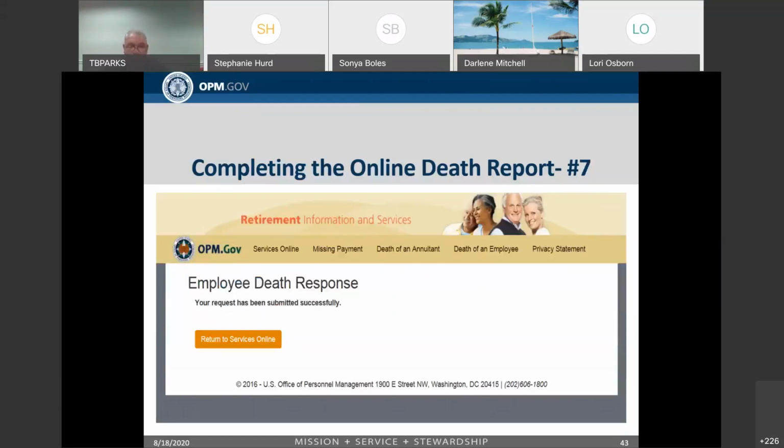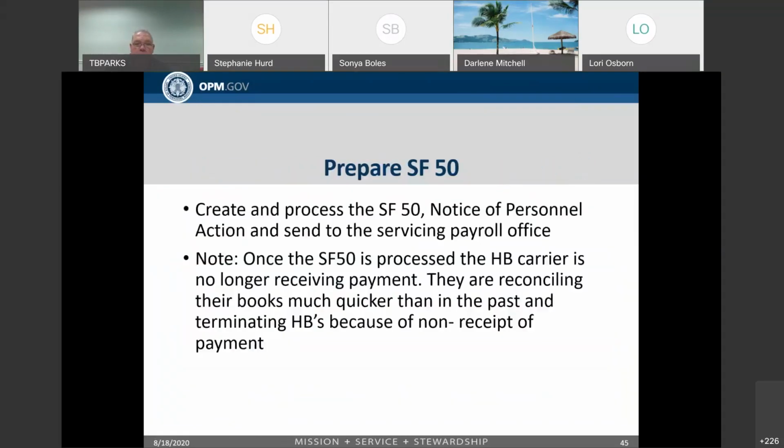If the report is successful, then you'll get this response that says your request has been submitted successfully. Okay. Then another action that you'll need to take is to prepare the SF-50. Once this action is done, it appears the health insurance carrier gets notified. And if they don't receive that payment, like we talked about before, they're terminating the health insurance. So that must be one of the things that notifies the health insurance company and prompts them to start terminating people.